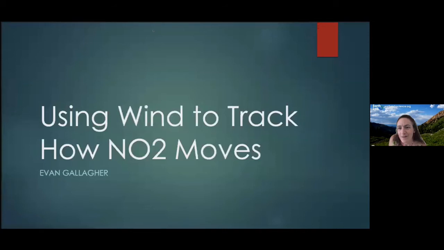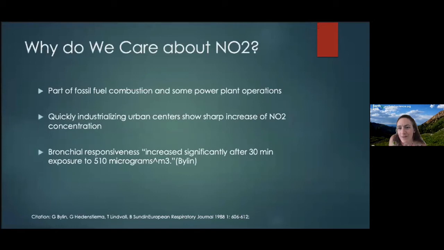Okay, hello everybody. My name is Evan Gallagher and I have been working on an application that uses wind data to track how nitrogen dioxide moves. So just to remind you, why do we care about nitrogen dioxide? This is an air pollutant that mainly comes from traffic as well as some of the dirtier power plant operations. And it's a problem in quickly industrializing urban centers like we see in China right now.